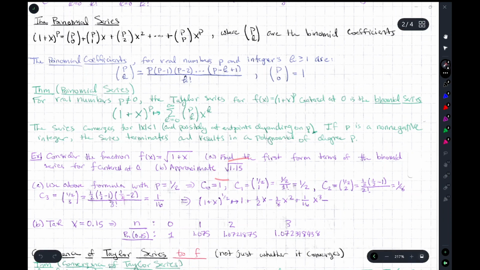All right, we want to approximate square root of 1.15. We already got that 1, so this is just x is equal to 0.15. And notice that the polynomial that we just found here will give us, when we plug 0.15, if it's the 0th polynomial, we get 1. And if we use this polynomial of degree 3, we get this value there. Okay, so we just used the binomial series to approximate square root of 1.15.